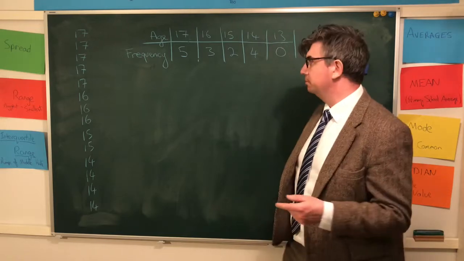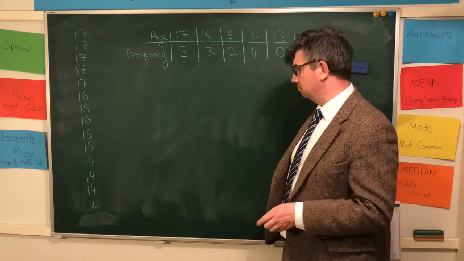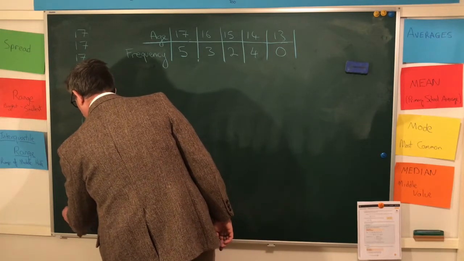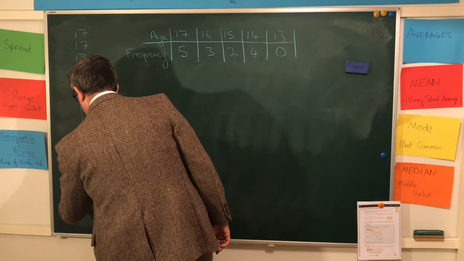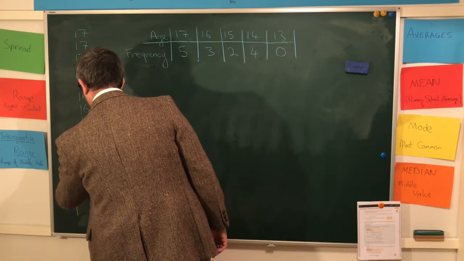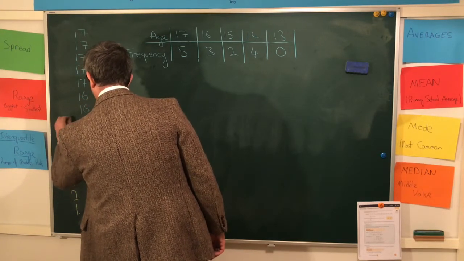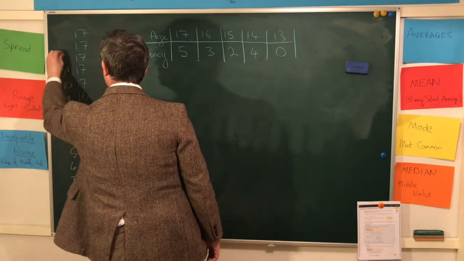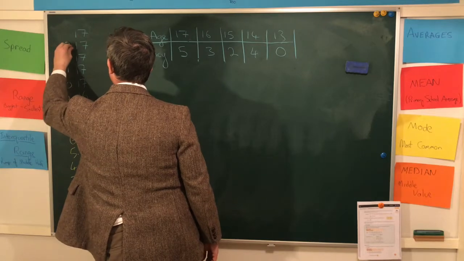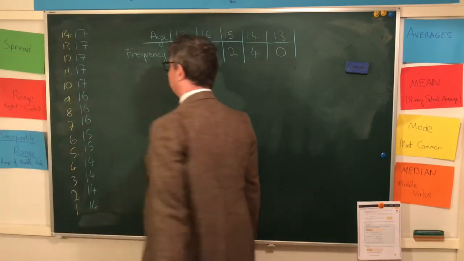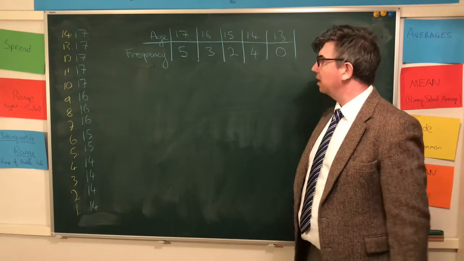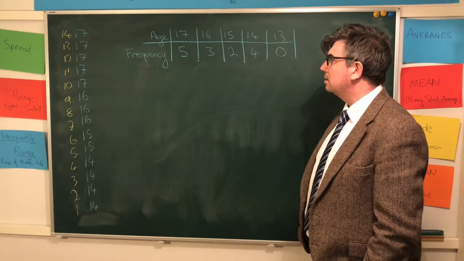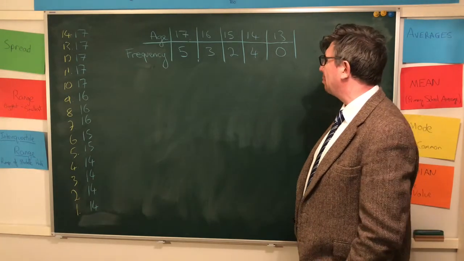And I'm going to number each of my data entries. So I'm going to label this guy down here. He's number 1. He's number 2. He's number 3, 4, 5, 6, 7, 8, 9, 10, 11, 12, 13, and 14. So I've numbered my entire data set. So that's pretty good.